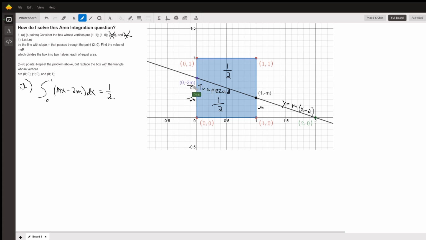Notice that I've labeled these points with coordinates (0, -2m), and this point with coordinate (1, -m). I did that by using the equation y equals m times the quantity x minus 2, which is the equation of this line, and substituting 1 in for x and finding out that y equals -m. So the area of the trapezoid, we could say, is 1/2 the height, which is 1, times the sum of the two bases, which is -3m. And if you do that and solve for m, you'll get the value of m that you have to use here.